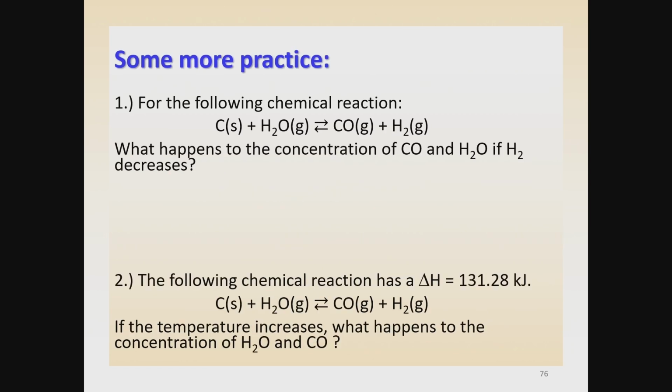So now what I want to do is give you some more practice here. And so this is more representative of what you're going to see on your test. So here's the first problem. For the following chemical reaction, here we have carbon as a reactant and water as a reactant, and we have carbon monoxide as a product and hydrogen as a product. What happens to the concentration of carbon monoxide and water if hydrogen decreases?